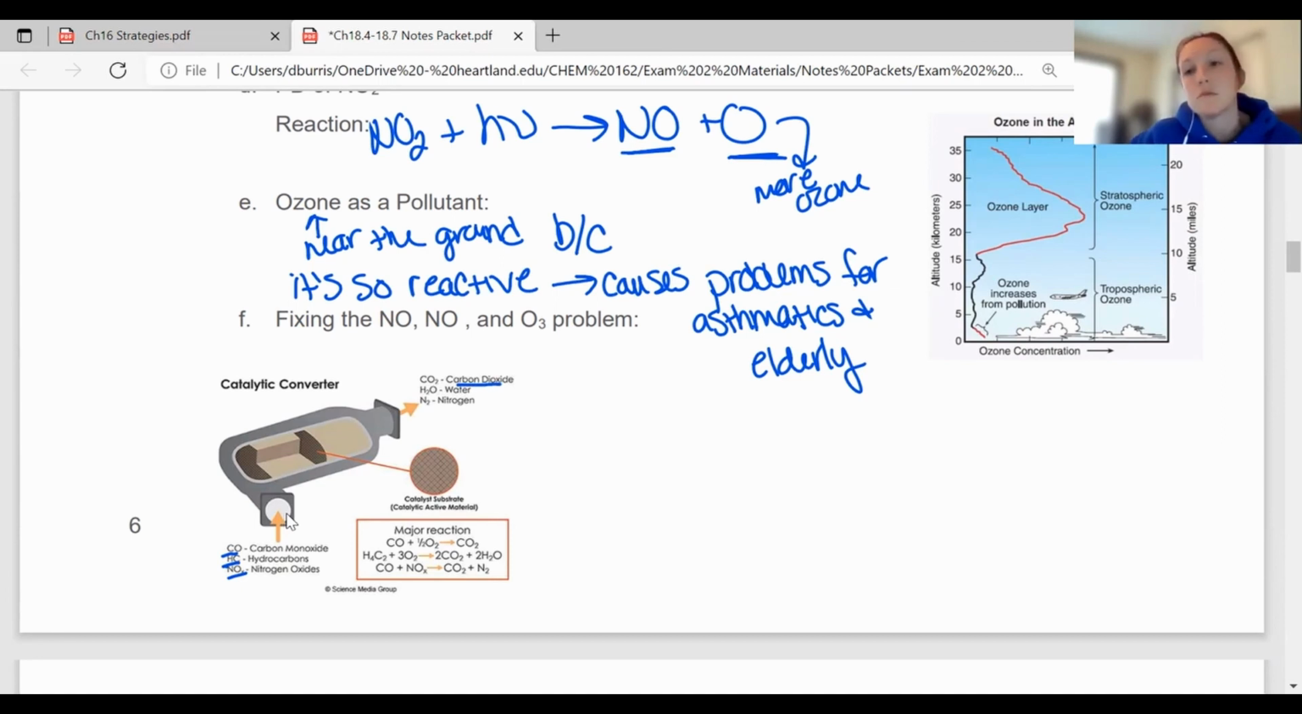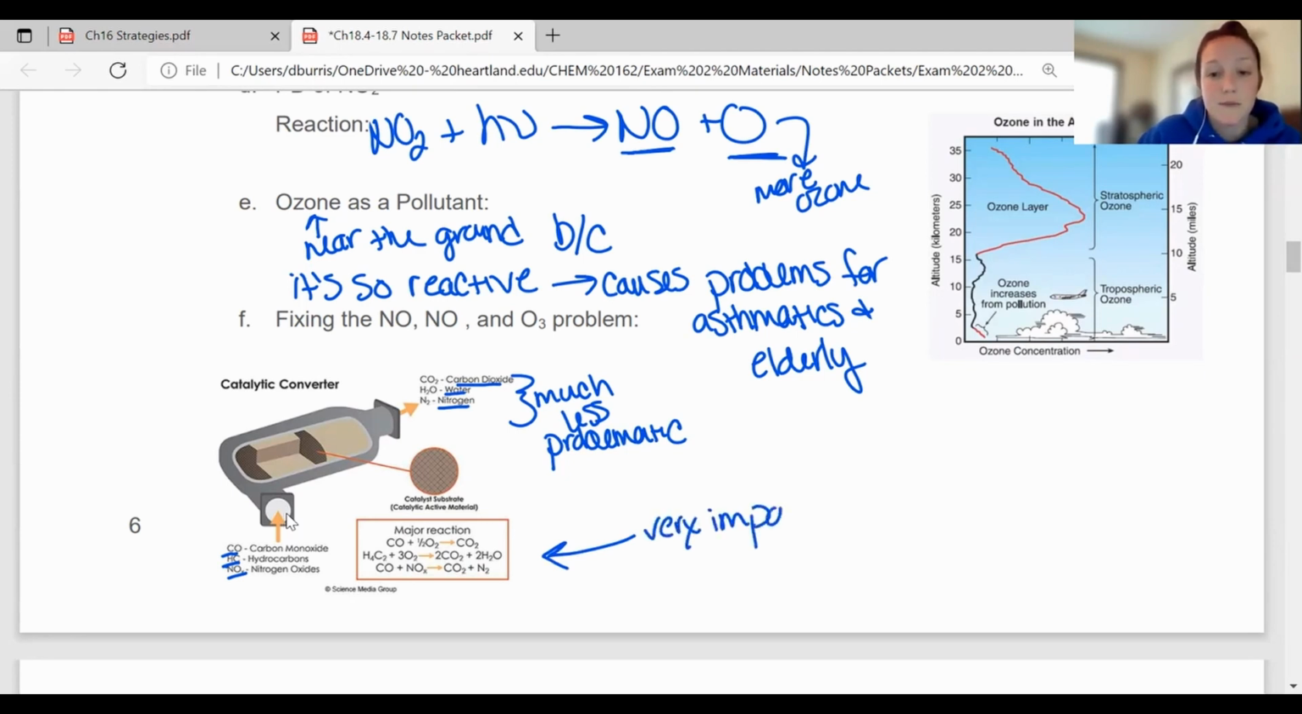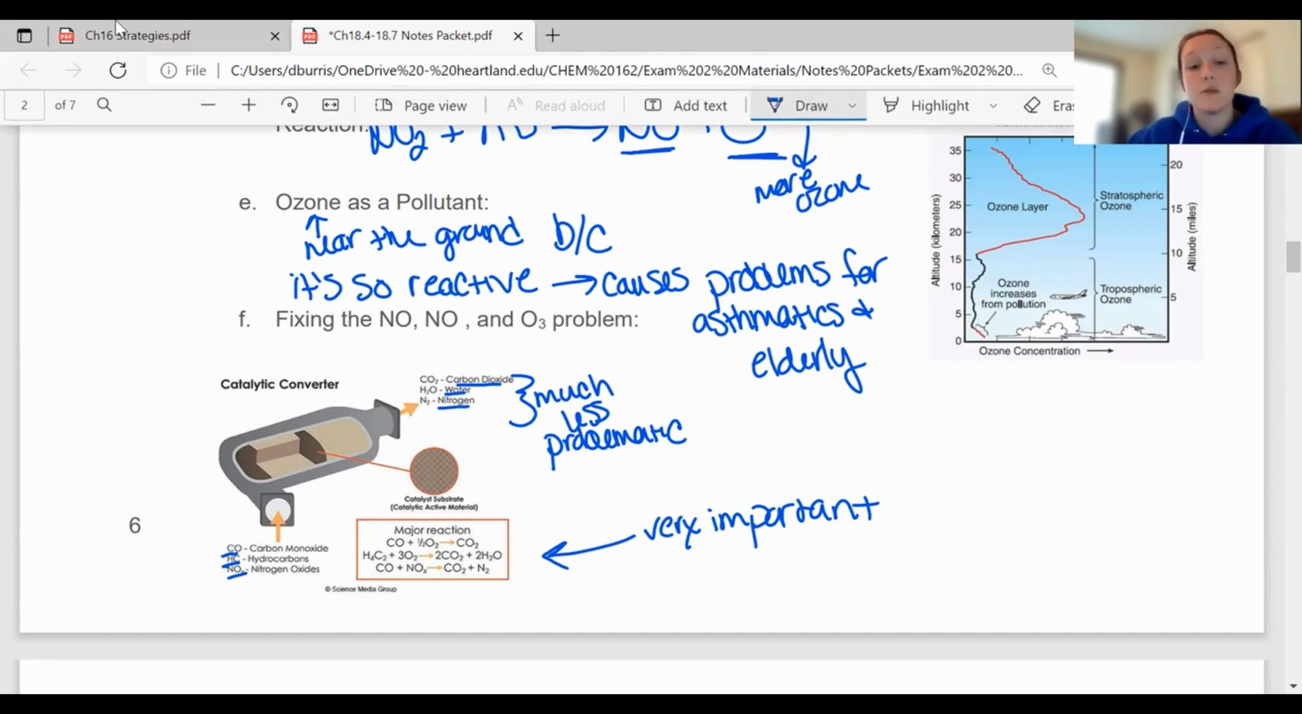Now, CO2, yes, problematic, but it's better than carbon monoxide, and water and nitrogen. All of these things are pretty stable and normal for our atmosphere. So catalytic converters are hugely important in reducing things like smog. These ones are much less problematic. These reactions where it's breaking them down are very important. Catalytic converters are a huge help for reducing smog and pollutants in the atmosphere.